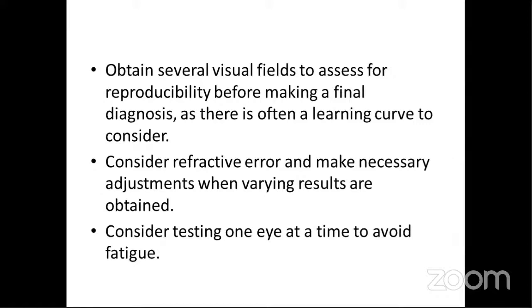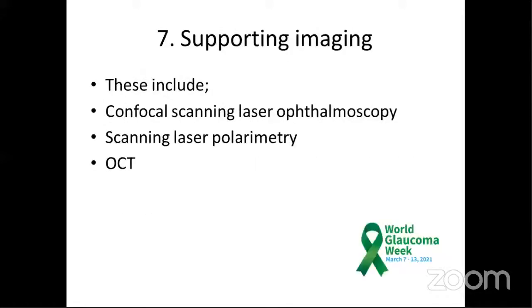And also, for example, if you're checking for progression, you cannot compare apples and oranges. You have to use the same type of machine and the same type of threshold that you used for the previous test.